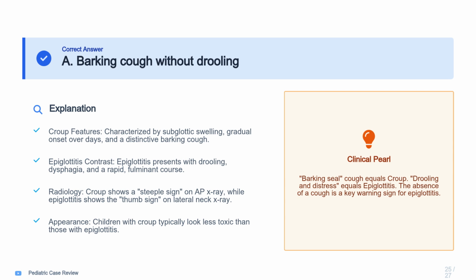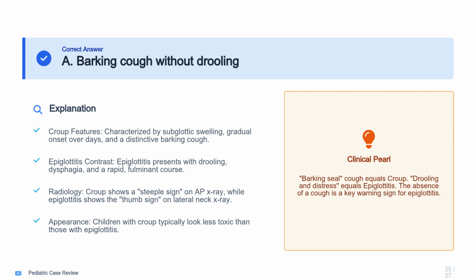Croup involves subglottic swelling and presents with characteristic barking cough, gradual onset, and typically a non-toxic appearance. The steeple sign is seen on radiography. In contrast, epiglottitis features the 3Ds, drooling, dysphagia, and distress, with rapid progression and toxic appearance. Epiglottitis patients notably lack cough.